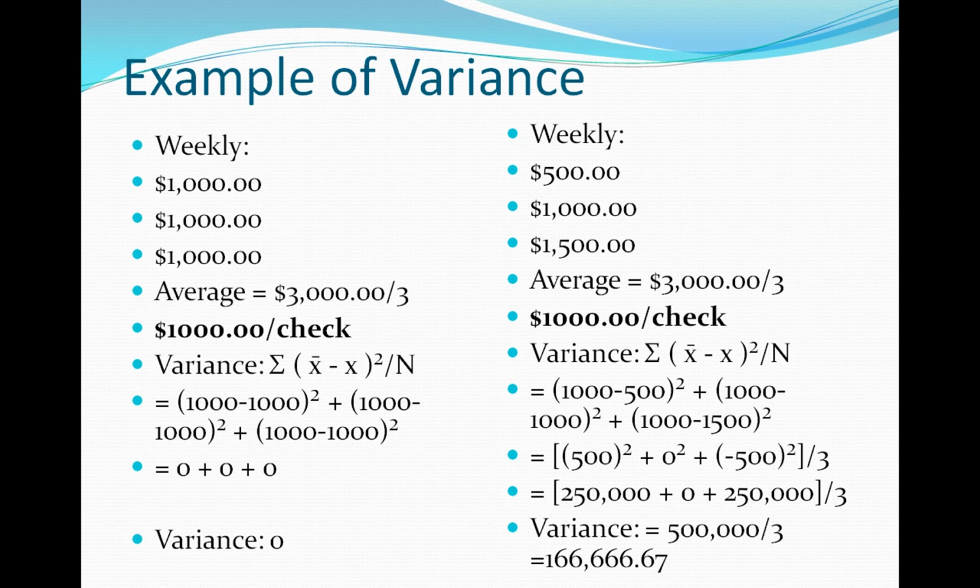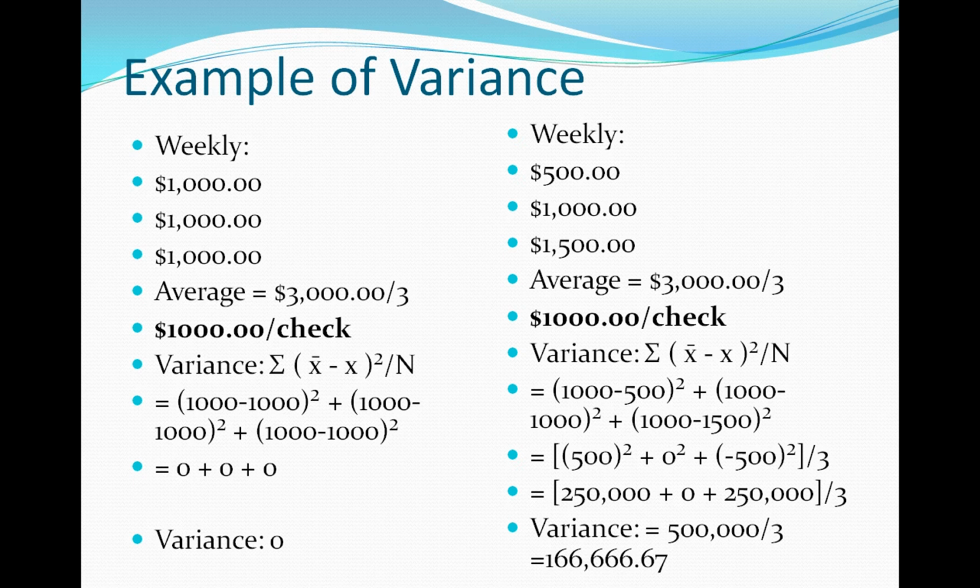Now, being that each one of the paychecks is exactly $1,000, once you go through the math, what you notice is you end up with a variance of 0. That's because there's no fluctuation with each individual paycheck.